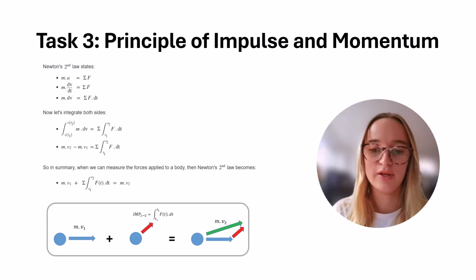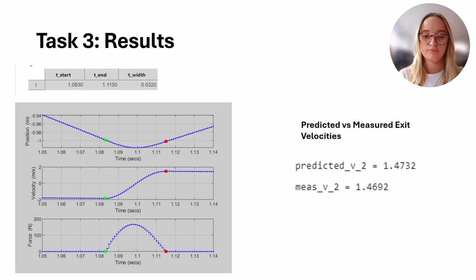For task 3, we utilized the principle of impulse and momentum, and the useful equations are shown on this slide. When analyzing the MATLAB results, I was able to determine that the time at which the first impact occurred was at 1.083 seconds. The red and green dots represent these time frames.